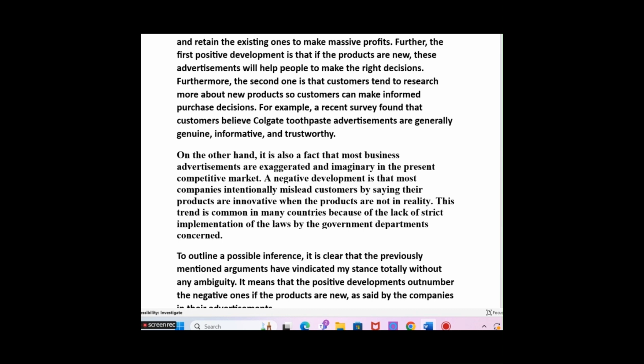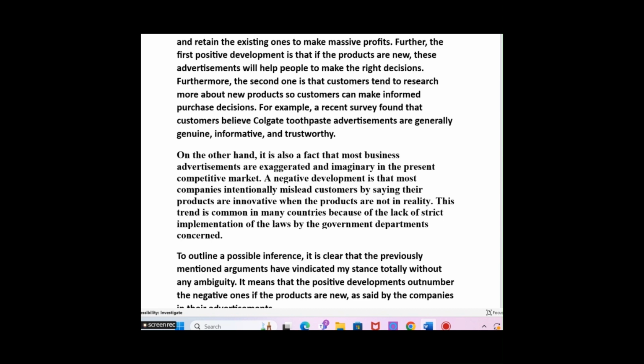A negative development is that most companies, businesses intentionally, wantedly mislead customers by saying their products are innovative, new, when the products are not in reality. Actually, the products are not new, but they just advertise like that. This trend is common in many countries because of the lack of strict implementation of the laws by the government departments concerned. That means related government departments. This is very easy, no difficult words.